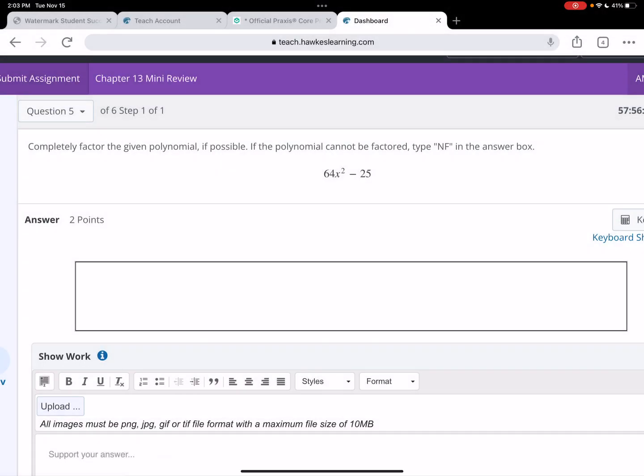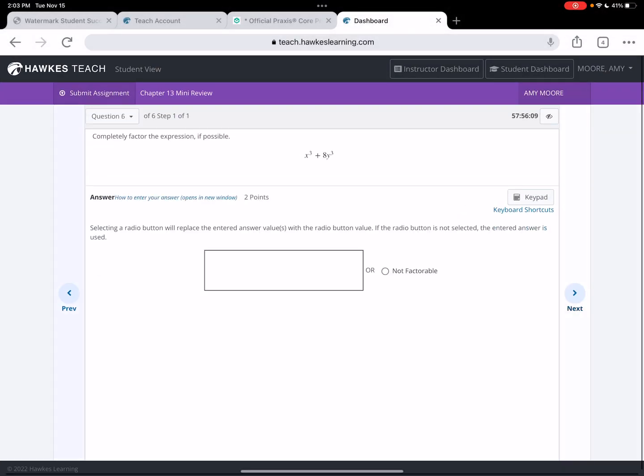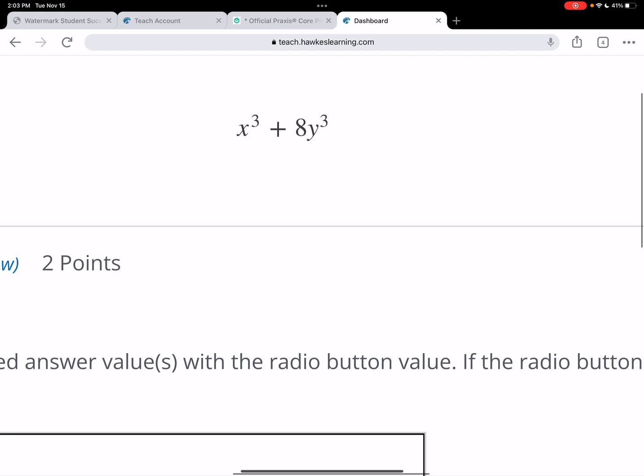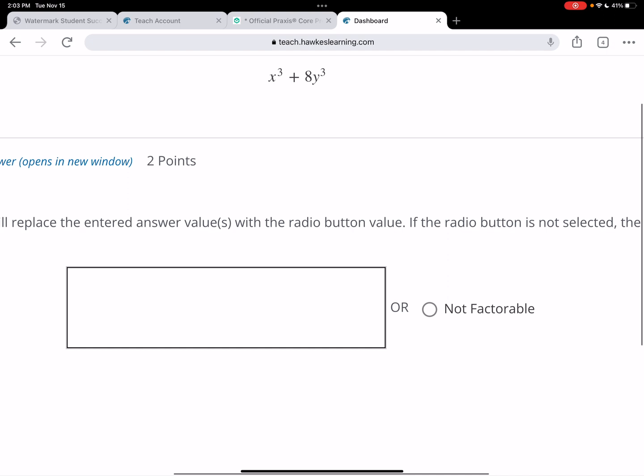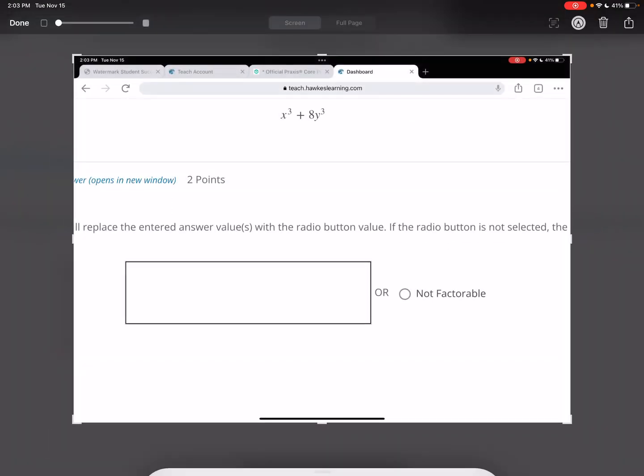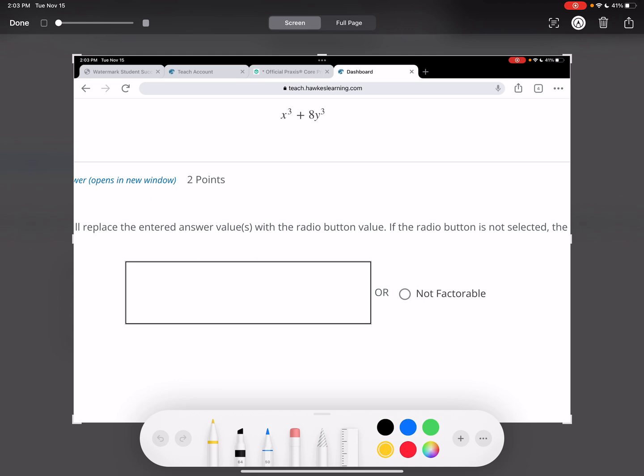All right, and then the last one is going to be another special case. This one looks similar to what we just did, except now I've got cubes. So this one is going to be a sum of cubes. Because those exponents are to the third power, it's going to be a sum or difference of cubes. And then the sum is because that middle sign is positive.